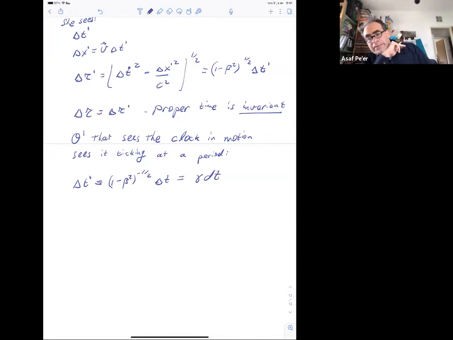So when you're seeing somebody moving, the time that you're seeing always slows down relative to a reference frame which is not moving. That's called time dilation, right? Okay, you're still with me? Okay.